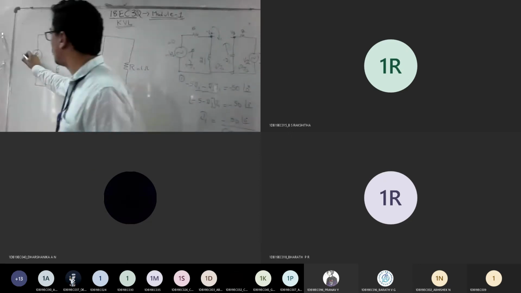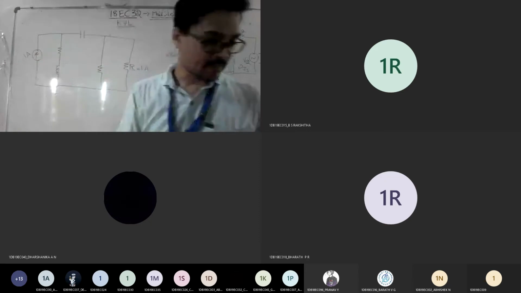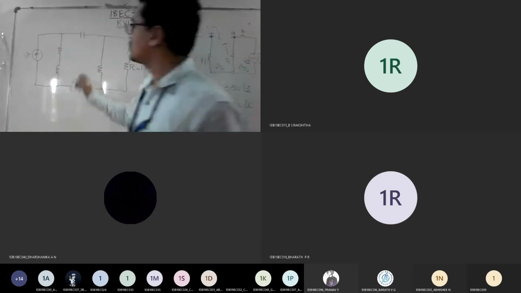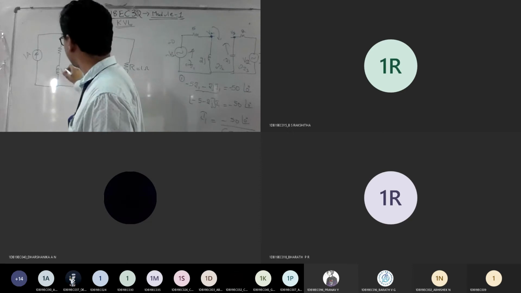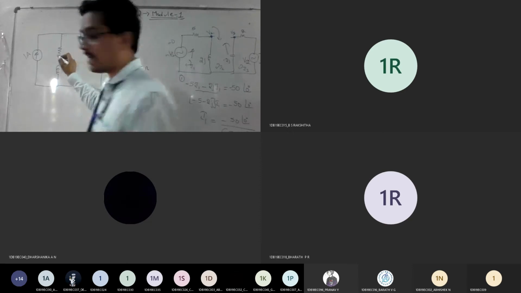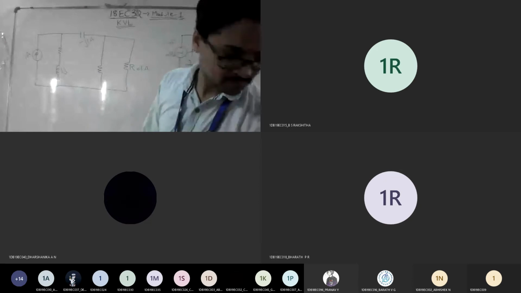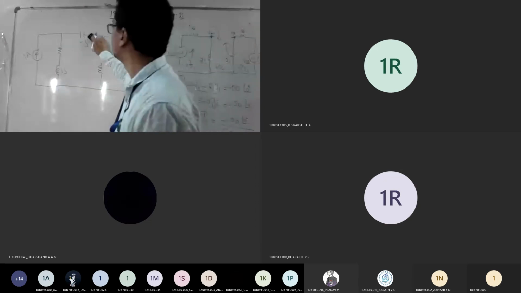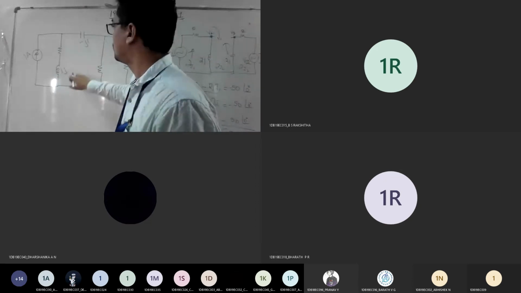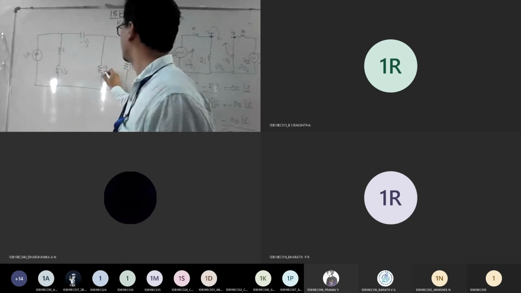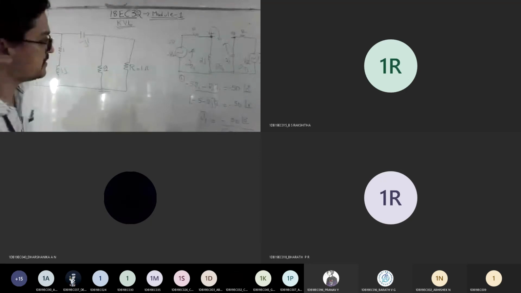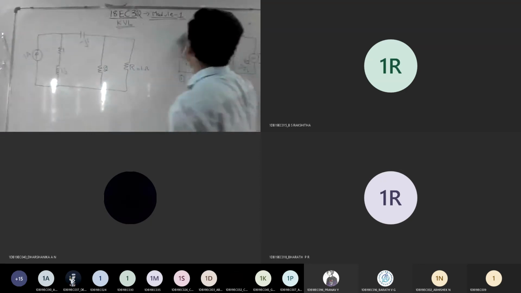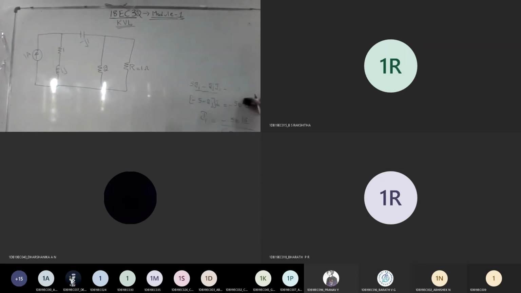The value of the current source is 1 amp. The capacitor and inductor are minus 1J and 1J, and the values of the resistors are 1 and 2. So this is minus 1J, this is plus 1J, this is 1 and 2. This is the given electrical network. Is the question visible to everyone?